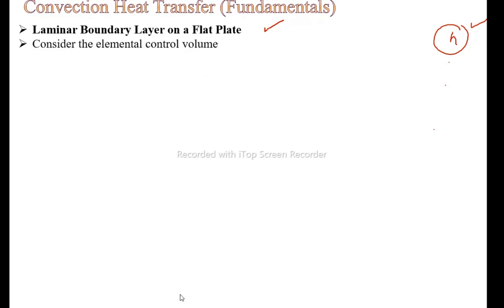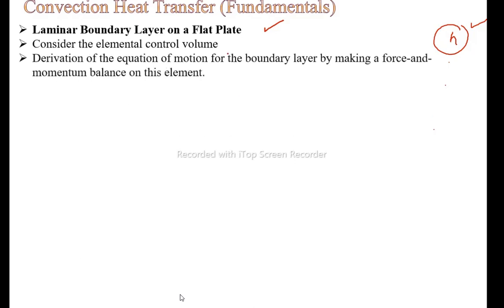We are talking about fluid dynamics. Once we talk of fluid flow, we talk about control volumes. That means we take a particular control volume and see how much fluid is entering through a particular boundary and how much fluid is leaving through a particular boundary. So we consider a control volume. We have to see the development of a velocity boundary layer. We'll try to derive the relevant equations of motion for the fluid in a boundary layer, by making a force and momentum balance on this element, the control volume.